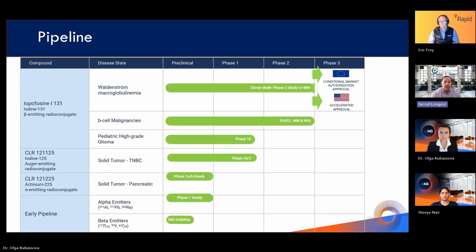Just to get a quick background, this tells you the story of the company that I just walked through. From a pipeline perspective, you can see, as I mentioned, Waldenstrom's macroglobulinemia is our lead indication. However, we have tested iopofosine across a number of B-cell malignancies, including multiple myeloma and a number of the other non-Hodgkin's lymphomas, such as DLBCL, and so forth. We've also tested the drug in pediatric high-grade glioma because the drug does cross the blood-brain barrier. As I mentioned, we have initiated the triple-negative breast cancer study, as well as are teed up to initiate a pancreatic study either late this year or early next year, and then the earlier-stage pipeline. Next slide.